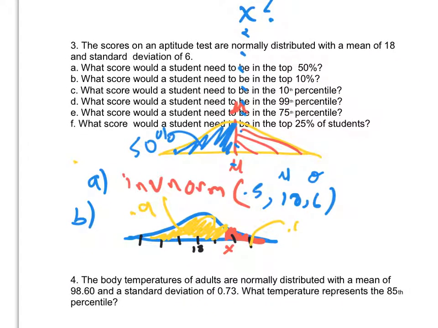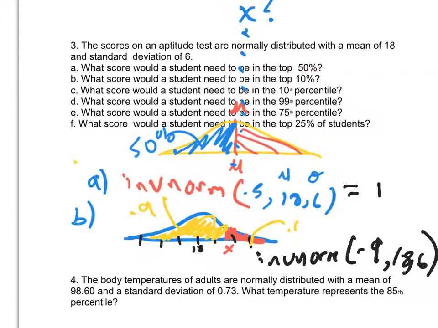So the work is going to look like this in your calculator. Inverse norm. What area? 0.9, because that's the area to the left, comma 18, comma 6. Bingo. It will give you the score, and it should be higher than 18. And for this score, letter A, I didn't mention it, but the score probably should be 18 because that's exactly in the middle. That's the median.